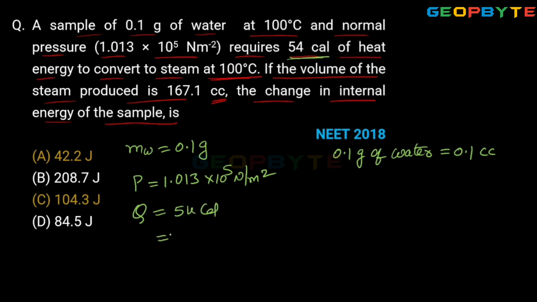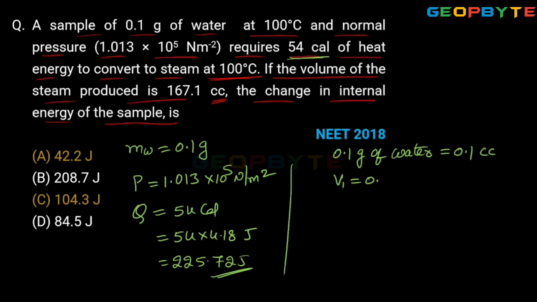To convert it into joules, 1 calorie equal to 4.18 joules. 54 into 4.18 joules is 225.72 joules. That is the approximate value. Then the steam volume: the initial volume of the water is 0.1 cc. The final volume, when the water becomes steam, is 167.1 cc.